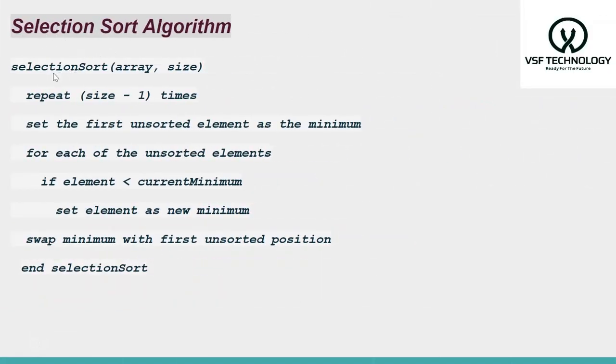Selection sort algorithm. In selection sort, the variable is the array size. Repeat size minus 1 times: set the first unsorted element as the minimum. For each of the unsorted elements, if the element is less than the current minimum, set the element as the new minimum. Swap the minimum with the first unsorted position.